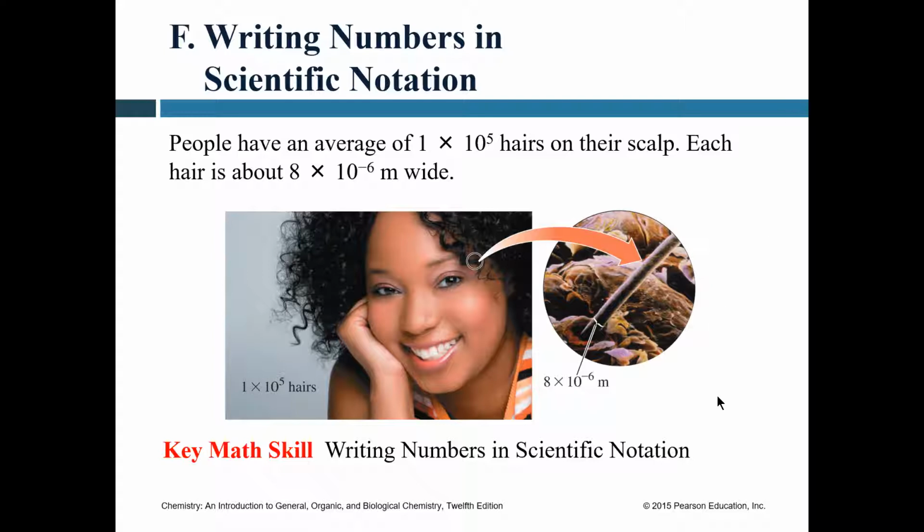So in chemistry, we are going to be dealing with a lot of really, really big numbers and really, really small numbers. So in this image here, people have an average of 1 × 10⁵ hairs. So we have a lot of hairs, right? We're not going to sit around and count hairs all day because we would be here all day.